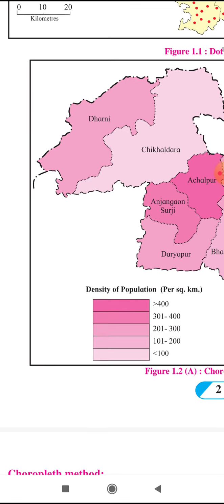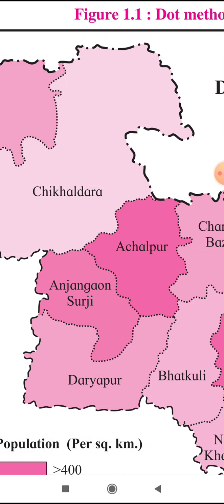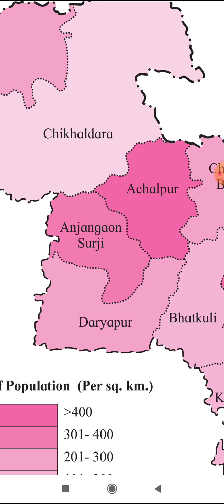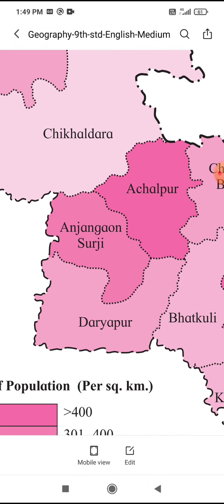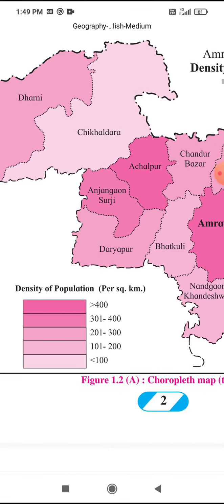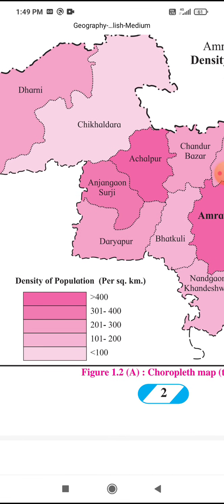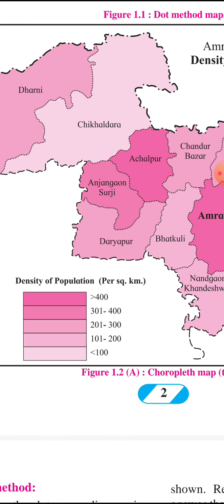In Chikaldhara also you can find that. In the whole Chikaldhara taluka, a very light pink color is used here. It suggests that the shades of color are used for one sub administrative unit.